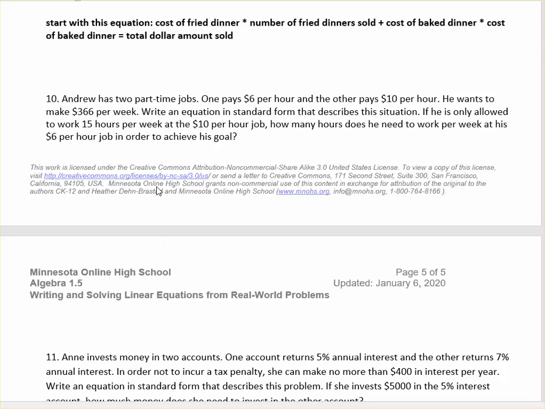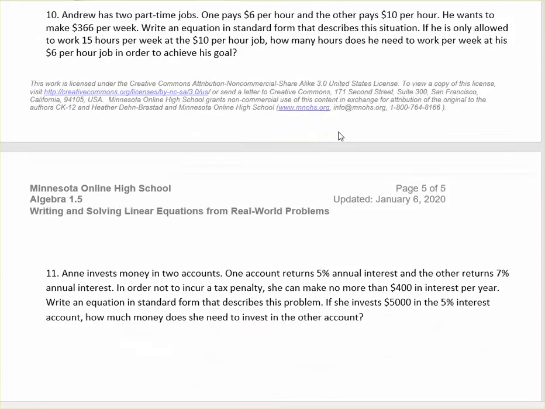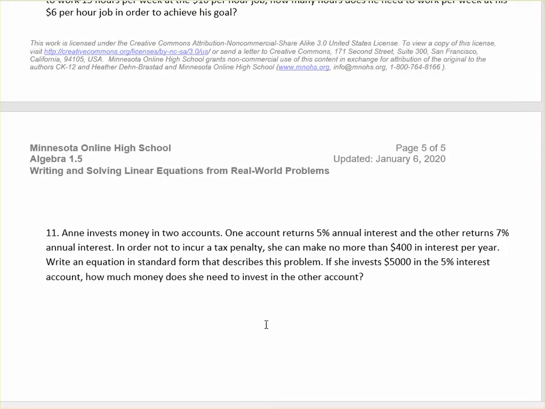10 is also sort of similar, but it's a little bit different. So if you choose to do 10 and 11 and you need help, you can send me an email and I'll help you out.